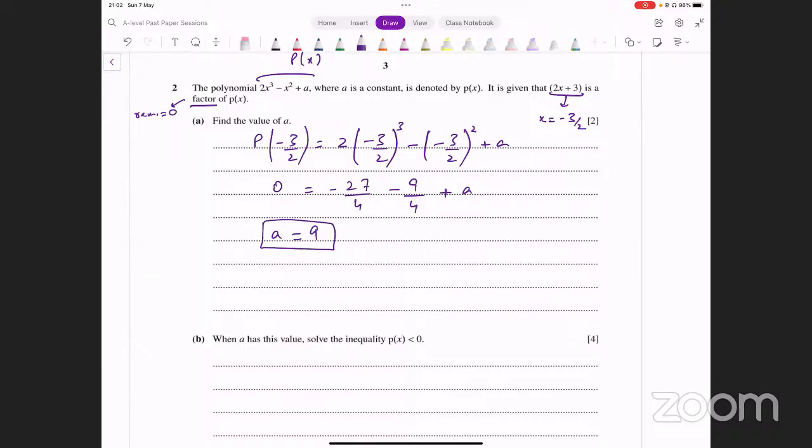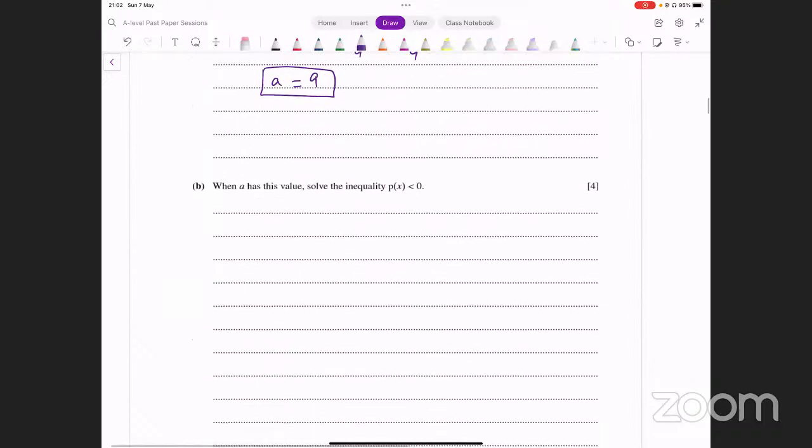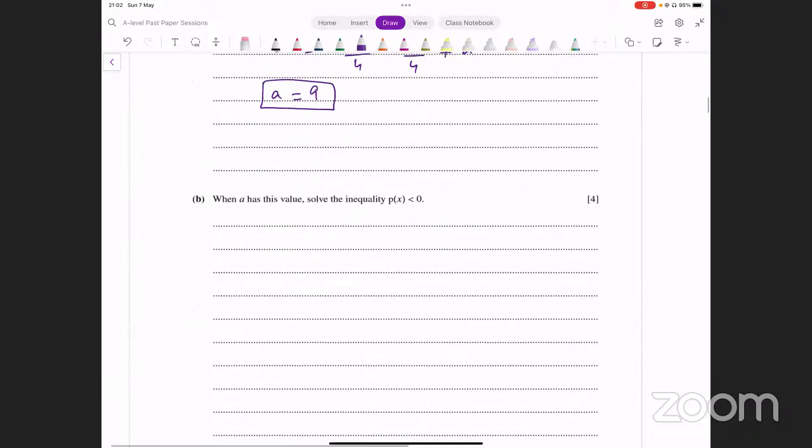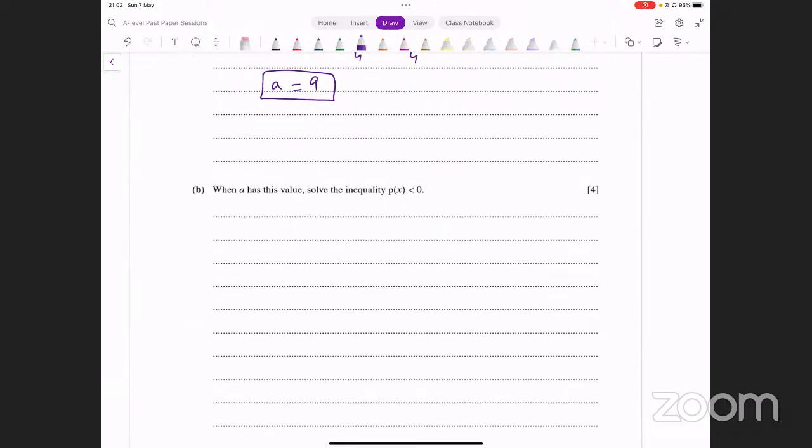Part B says when a has this value, solve this inequality p of x is less than 0. Now, how do you solve inequalities? Inequalities कैसे solve करते थे? Now, there are multiple ways of doing this. One possibility is कि आप इसको as an equation treat करो पहले, cut off points find कर लो, उसको use करके आप देखो क्या होता है.